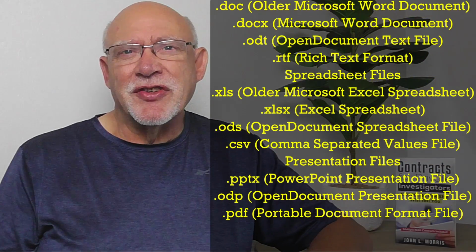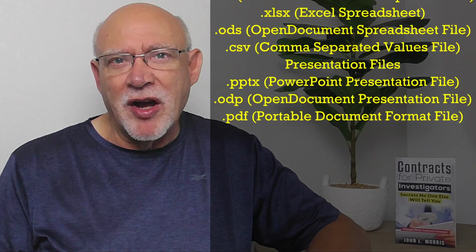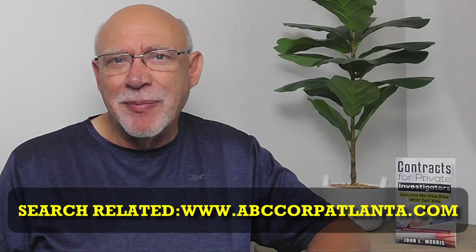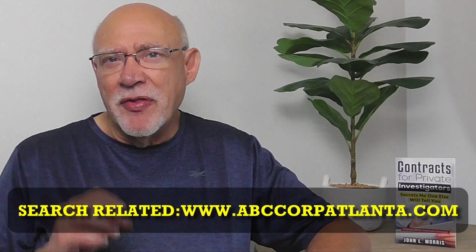Tip number 6 is to use the related operator to find related websites or resources. With our example, we might search related: abccorpatlanta.com. This will provide a list of similar sites to the ABC Corp Atlanta sites, which could lead to other potential past or present employers.